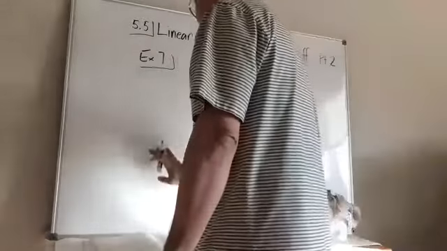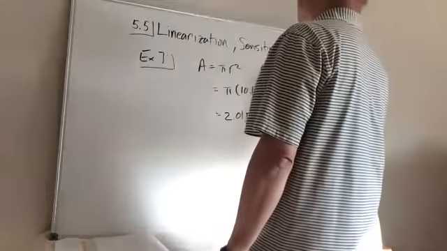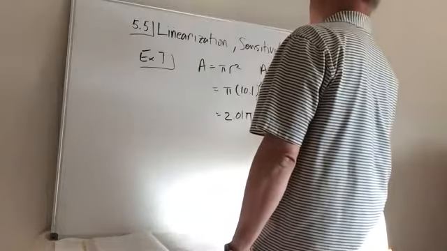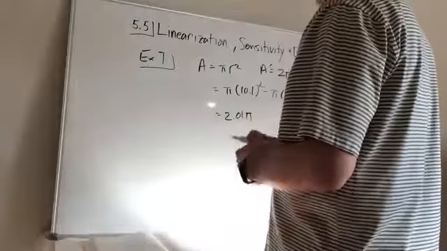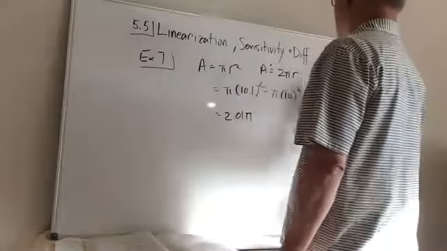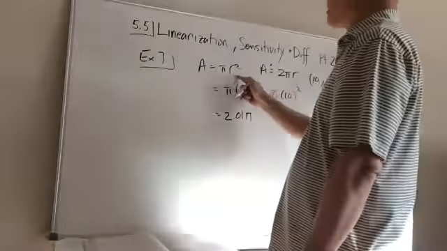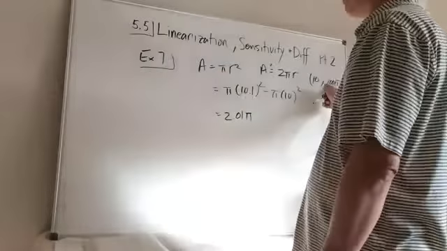Let's see if we can estimate the change using the linearization. So I get A prime equal to 2 pi r, and when r is 10, I get 100 pi, because when r is equal to 10, my value is 100 pi.